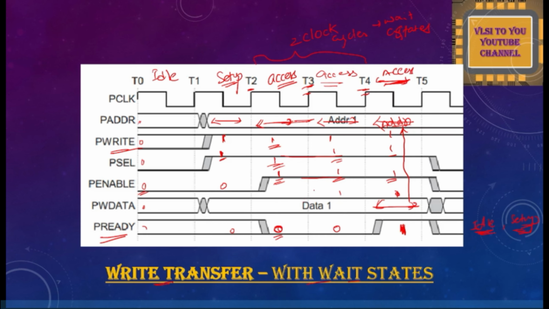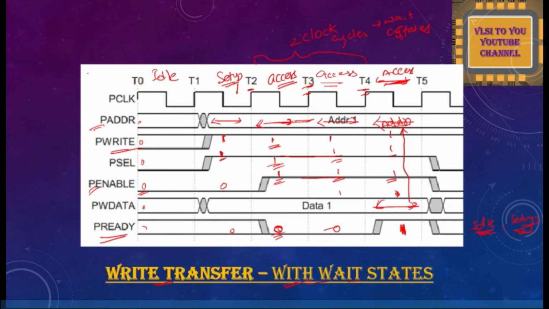Which is why, while it is in the waiting period, all the control signals and all the enable signals should remain untouched, they shouldn't be changed. Then only there will be a correct transfer of data. You can just think of it like that. So this is how the write transfer takes place with wait state. The same thing is going to happen for write data also. So this is about the write transfer.